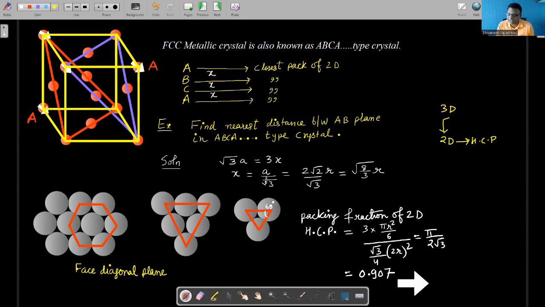And in FCC, a is equal to 2 root 2 r. If we simplify, this value is equal to root 8 by 3 times the radius of the atom. So this is also a very important relation: the perpendicular distance between two parallel planes in an FCC metallic crystal.